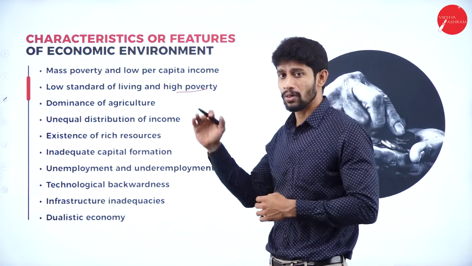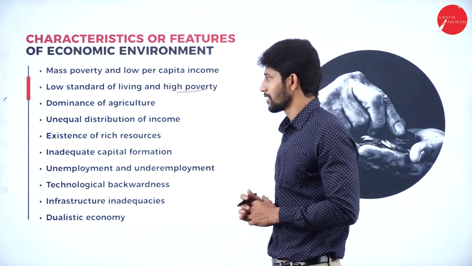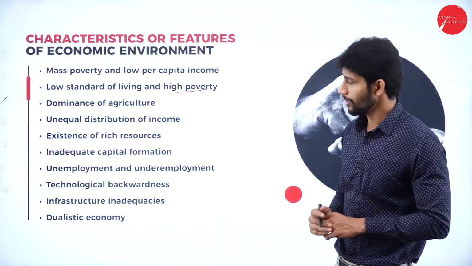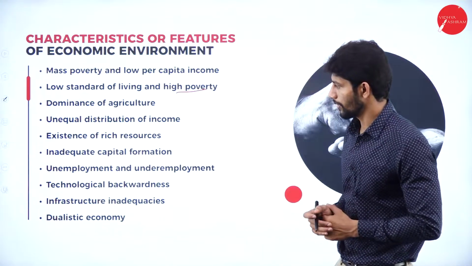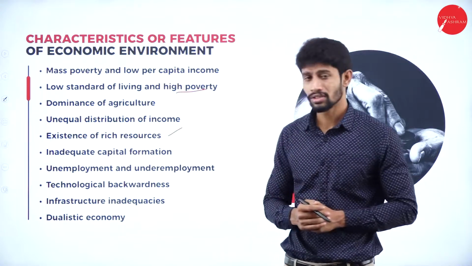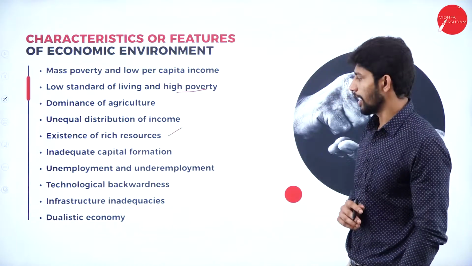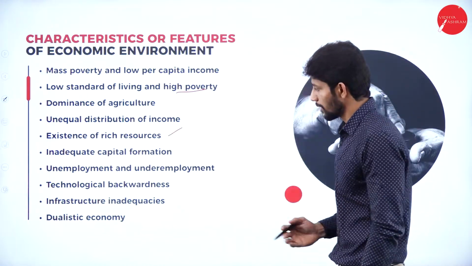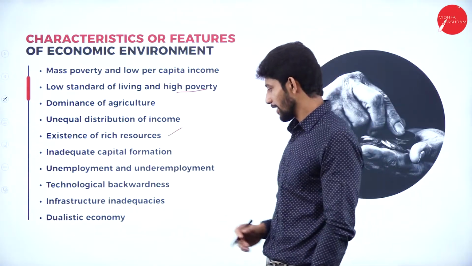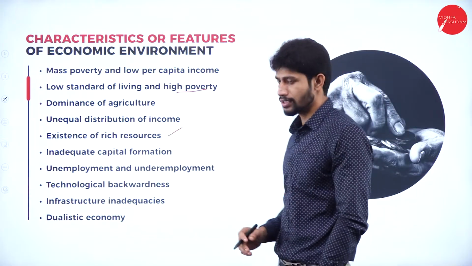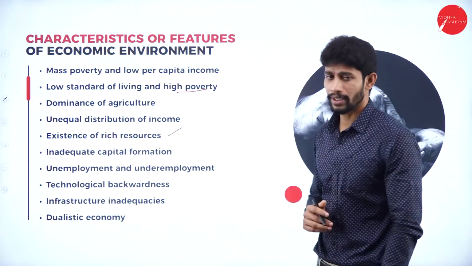Once again, I'll repeat all the points. The first one is mass poverty and low per capita income. The second one is low standard of living and high poverty. The third one is dominance of agriculture. Next, unequal distribution of income, existence of rich resources. Next, inadequate capital formation. The next one, unemployment and underemployment. Next one, technological backwardness. Next one, infrastructure inadequacies. The last one is dualistic economy. So these are all the characteristics and the features of economic environment.